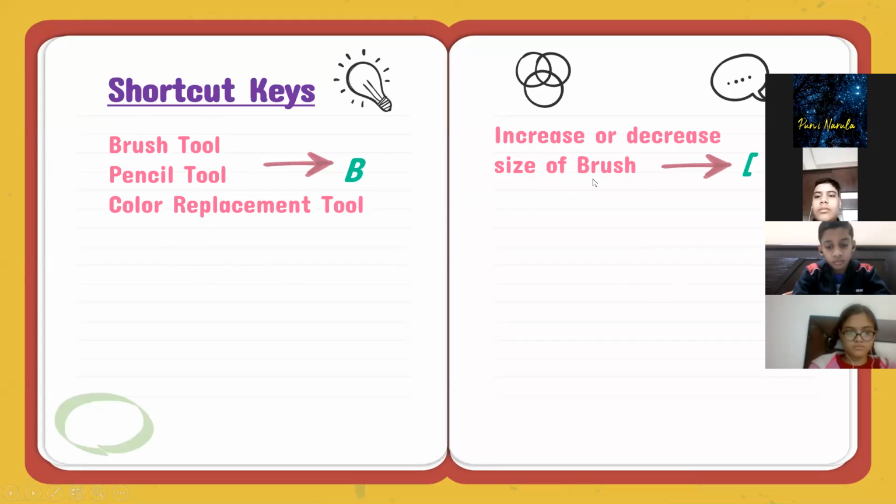Next is to increase or decrease the size of the brush. Left square bracket or right square bracket. Left square bracket will decrease the size, and right square bracket will increase the size.